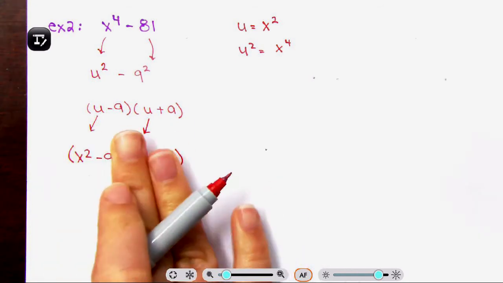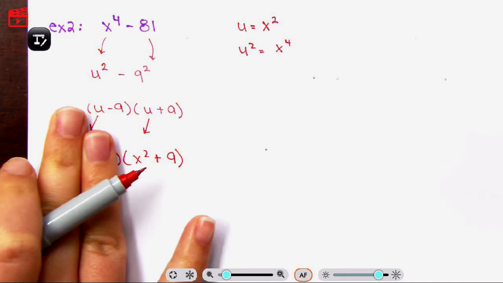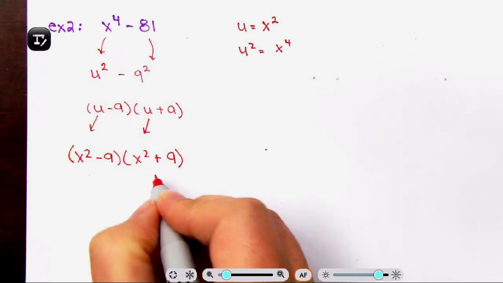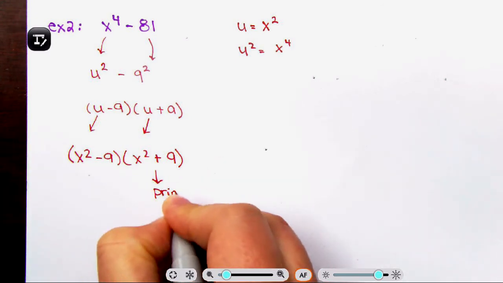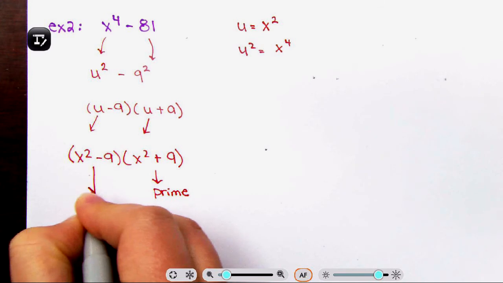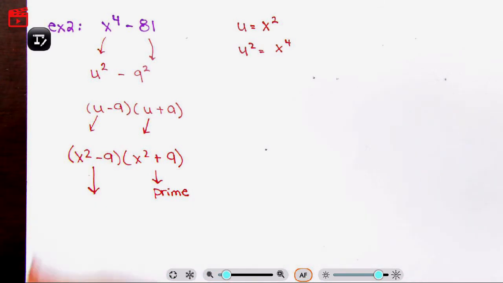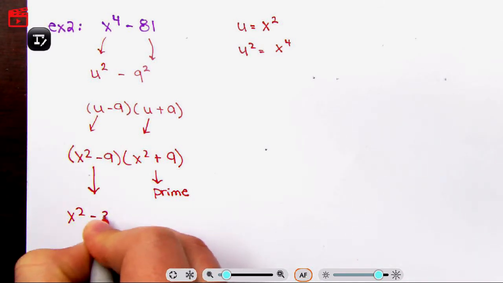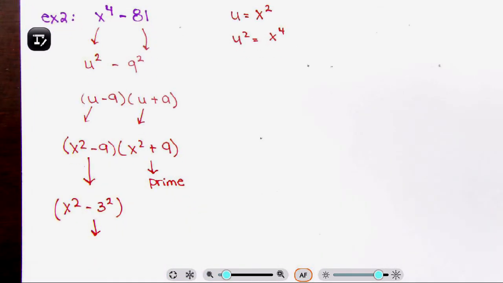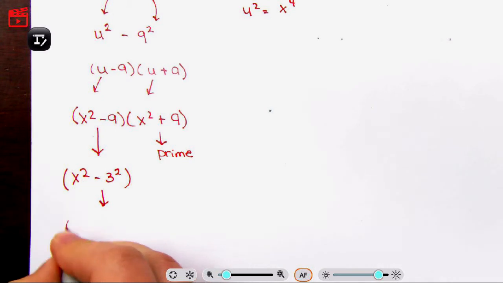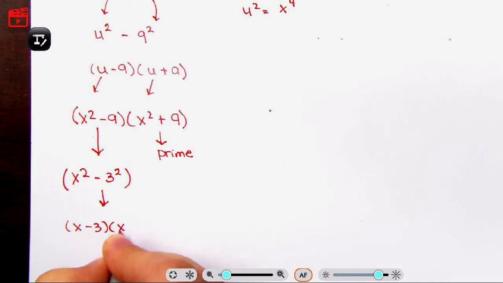Again, now we have two terms here and we have two terms here, so we have to double check. Is any of them a difference of squares? We know it's not the sum of cubes because we don't have a cube. This right here is a plus, so this is prime, can't do it. However, this one here is x squared minus 9, which I know is x squared minus 3 squared. This again is the difference of squares. So I have x minus 3, x plus 3.